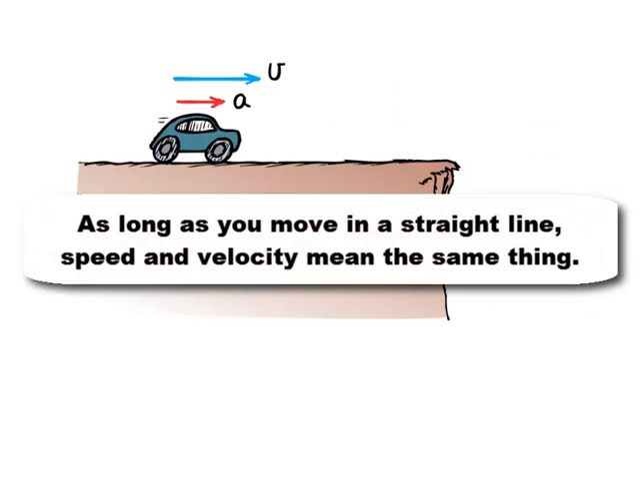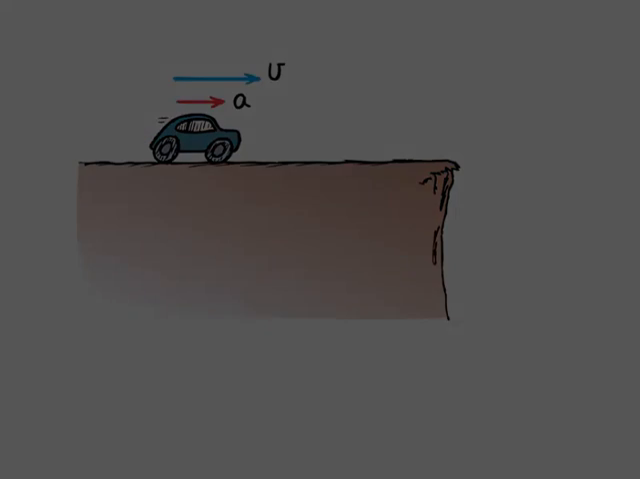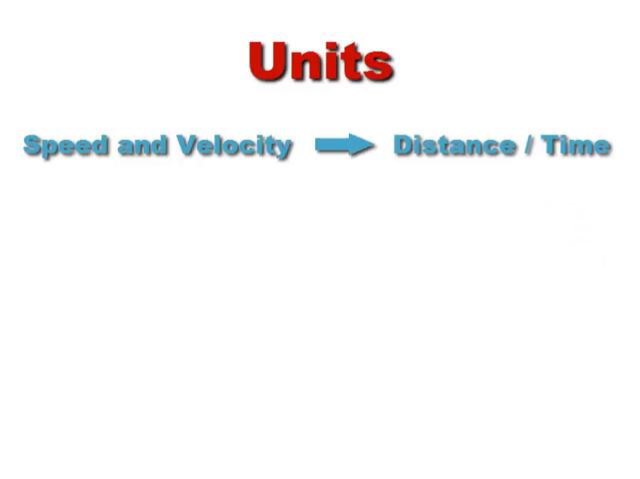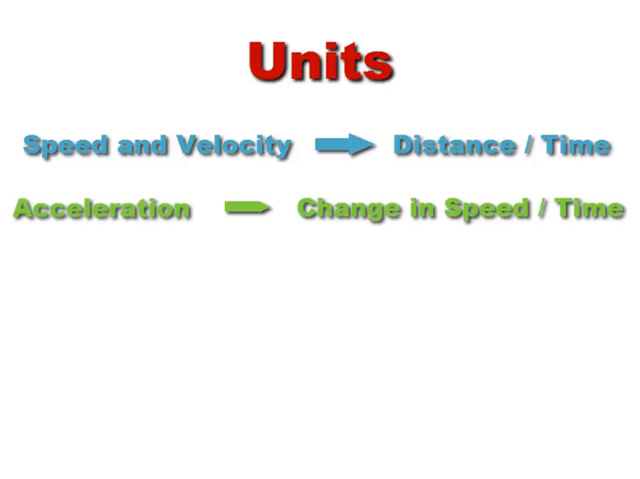When straight line motion is considered, it's common to use speed and velocity interchangeably. When the direction isn't changing, acceleration can be expressed as the rate at which speed changes. Speed and velocity are measured in units of distance per time. Acceleration is the change in velocity or speed per time interval.